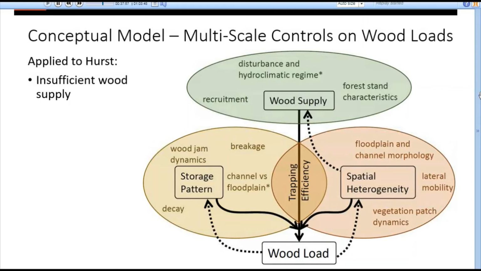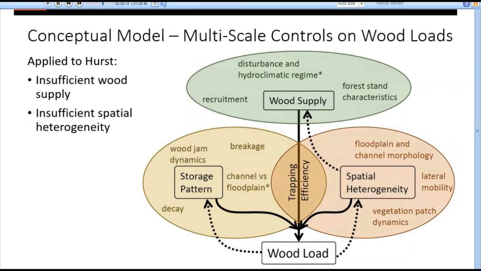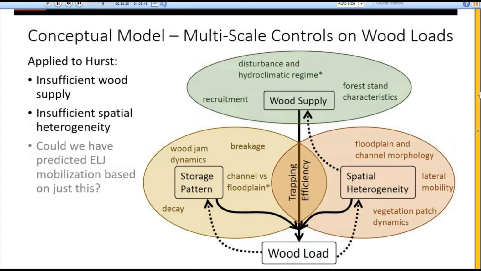First, there was an insufficient wood supply for the jams that were restored to Hearst Creek. There wasn't enough wood coming in from upstream to sustain those jams. Second, there was insufficient spatial heterogeneity. If the creek had been multi-thread or previously connected to its floodplain, maybe one or two jams flow out, but they rack on other jams downstream, or they might deposit in side channels. Instead, because Hearst Creek was a sort of water cannon of a straight, simplified channel, as soon as wood starts to mobilize, there's nothing to catch it. It goes all the way down to the Clearwater and possibly all the way out to the coast.